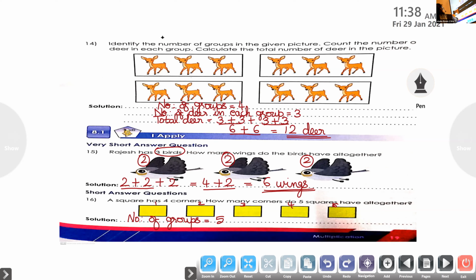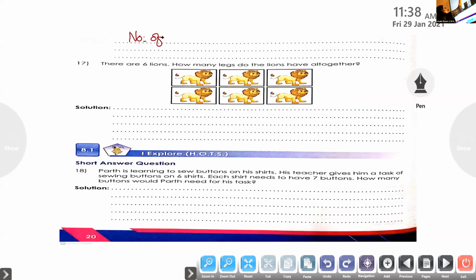Ryan. So number of what in each group? 4 corners. Tell me the statement. Number of corners in each group is equal to 4. Yes. Okay.